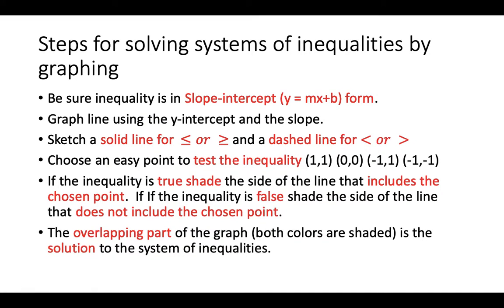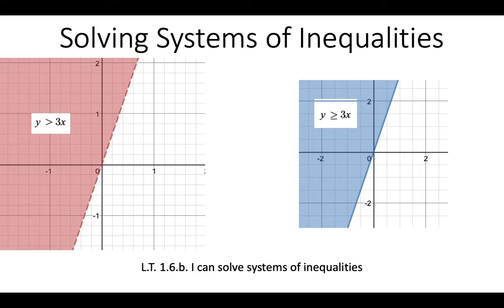Here are the steps. I'm not going to spend a lot of time on these. I'm going to show you these. I will highlight a couple of things. The inequality does have to be in slope-intercept form. The line is solid if it's a less than or equal to or a greater than or equal to sign, and the line is dashed, indicating that the points on the line are not included if it's a less than sign or a greater than sign. So let's go ahead and try the rest of these. You'll see this same list of steps at the end, and it's posted on Canvas.